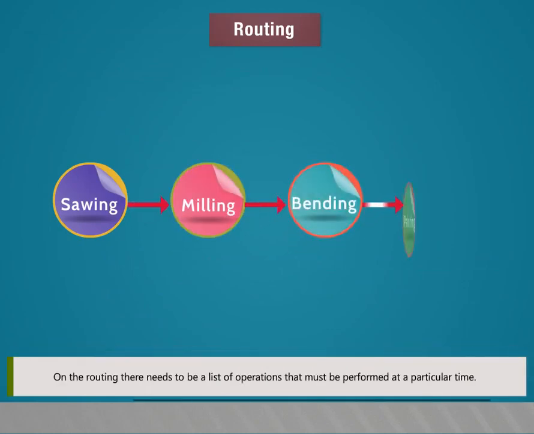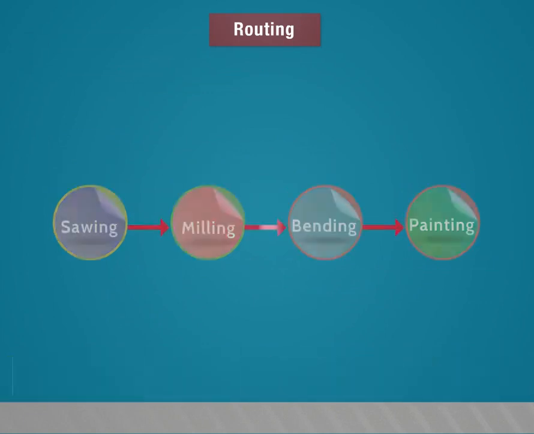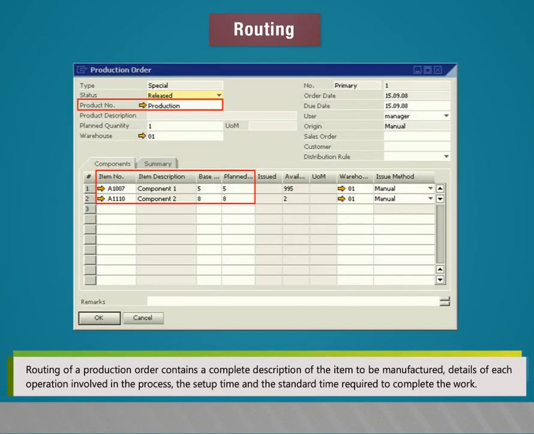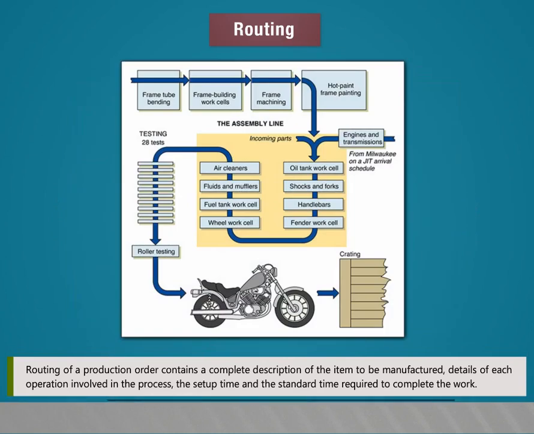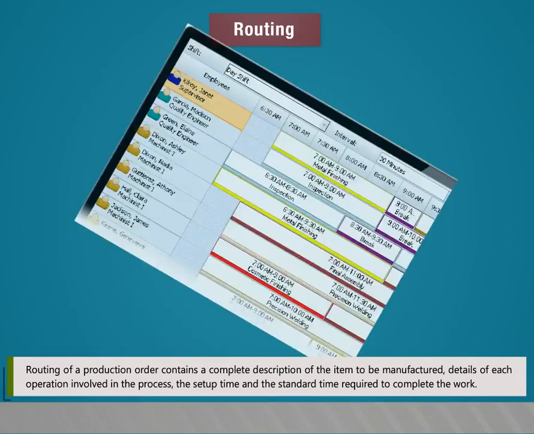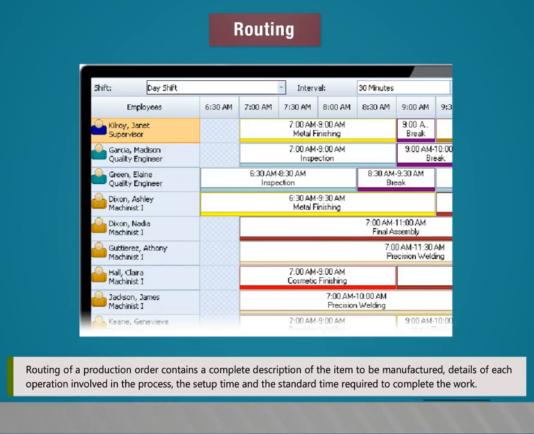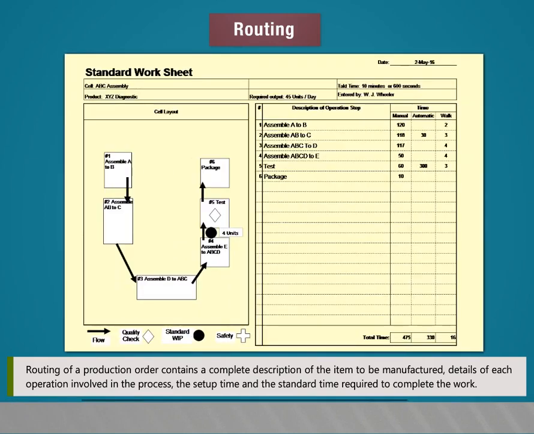In routing, there needs to be a list of operations that must be performed at a particular time. Routing of a production order contains a complete description of the item to be manufactured, details of each operation involved in the process, the setup time and the standard time required to complete the work.